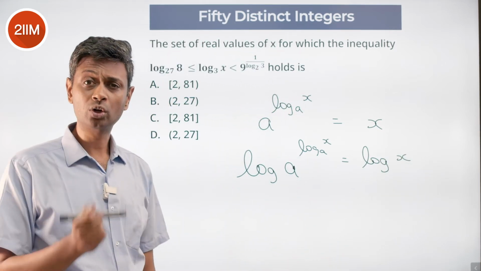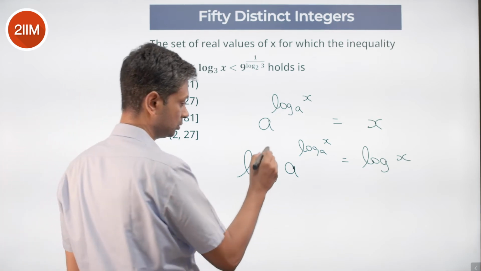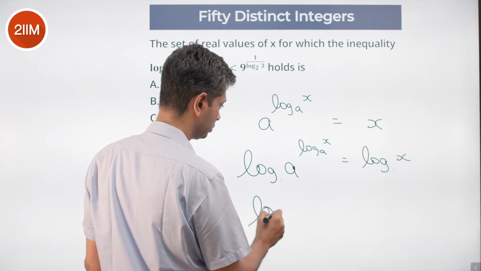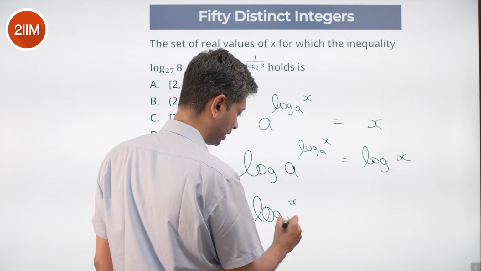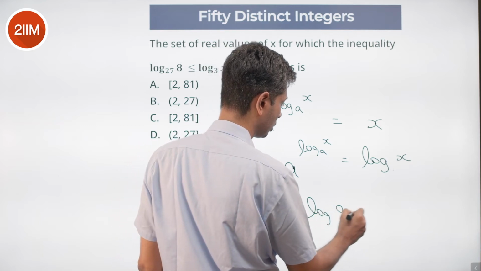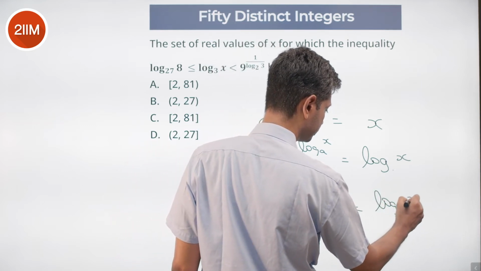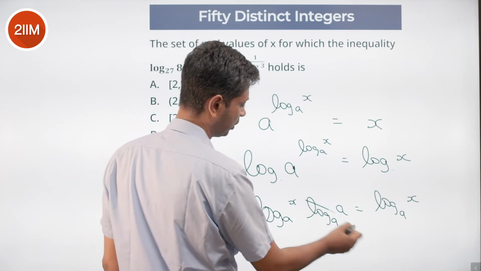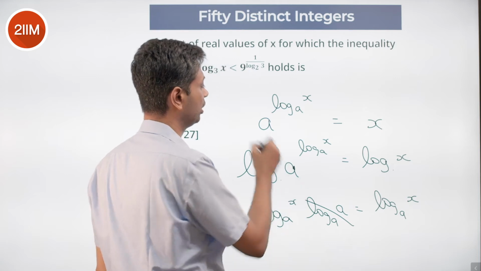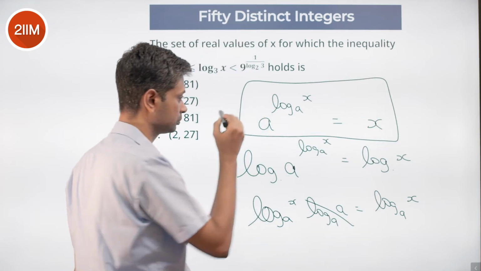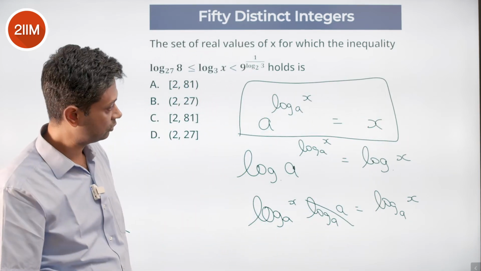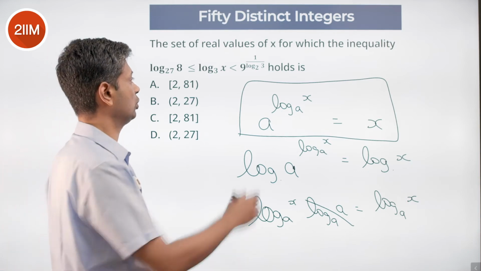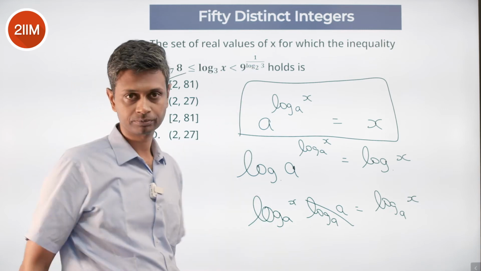Take both sides log to the base a. So base a to the base a. First apply the exponent rule: log of x to the base a times log a equals log x to the base a. Log a to the base a is 1, so log x to the base a equals log x to the base a, which means this whole square. Right? X is equal to a power log x to the base a, very definition of logarithm. We use that here, use the answer.